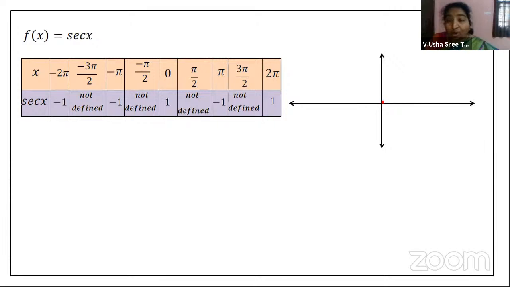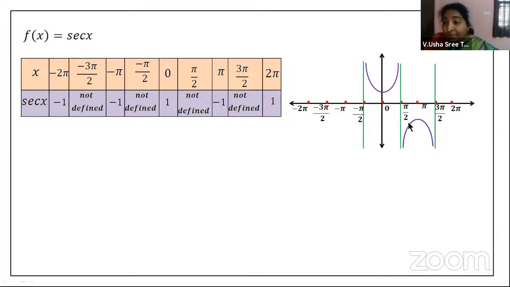We are taking the coordinate axis. We are just marking the points 0, 90, 180, and so on in the positive and negative directions. Now, secant 0 is 1. So exactly at 1, you will have a point. Now, secant 90 is not defined. That means at 90 degrees, it will not take any values. Just to show that we are taking this green line. Secant of minus 90 is also not defined. So we will again take a line over there also.